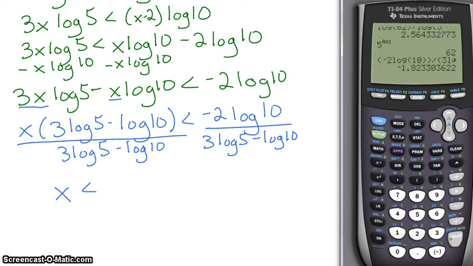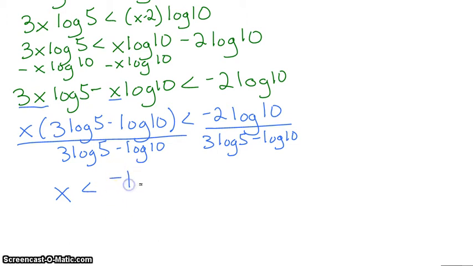And we get a lovely long decimal as we've been seeing, and we want 4 decimal points. So we get negative 1.8233. If you wish to check it, you just plug it back into the original and see if it makes sense.